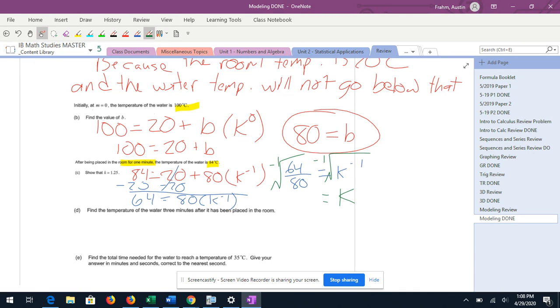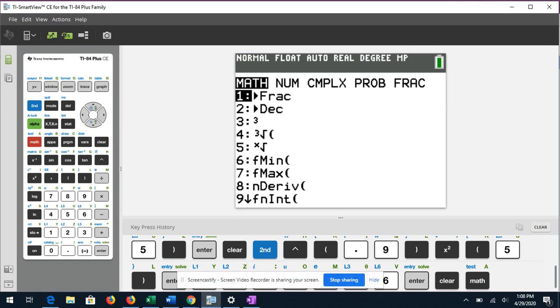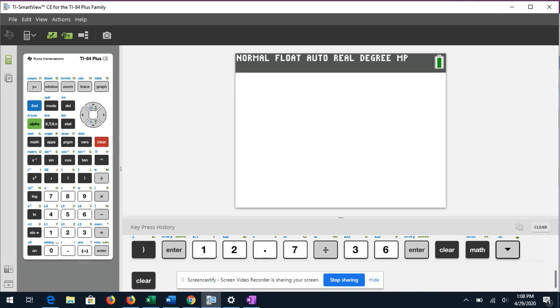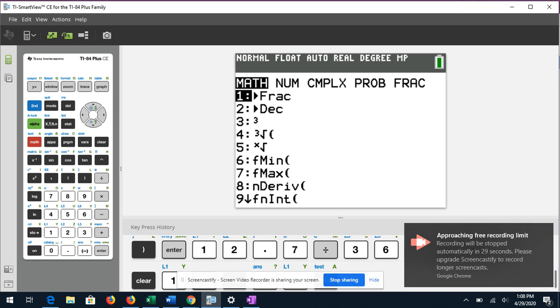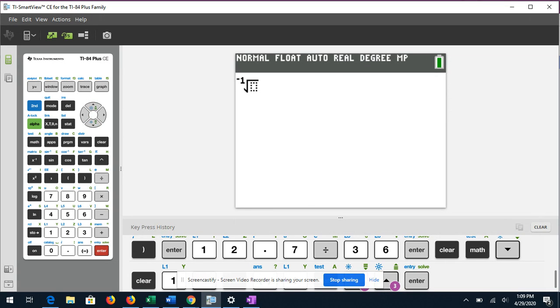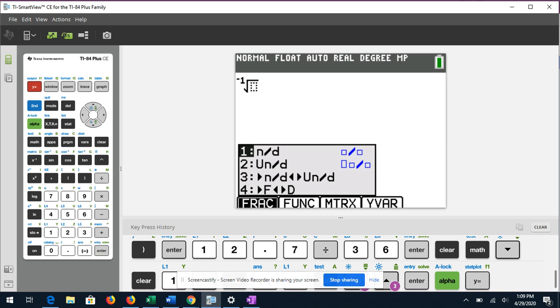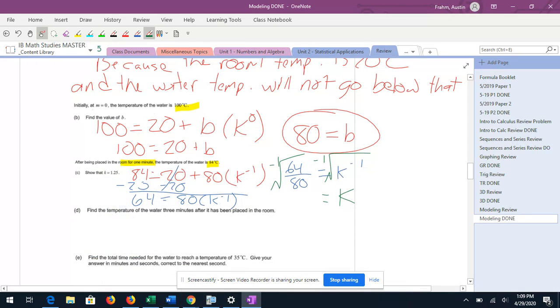So on my calculator, to do the negative first root of 64 over 80, I first need to type in -1, since that is the power, or the exponent before the root. Then I can hit the math button, go down to option number 5, and then type in the 64 over 80. And remember, we should get a value of 1.25. My calculator says 5/4, but if I take 5 divided by 4, I get 1.25.